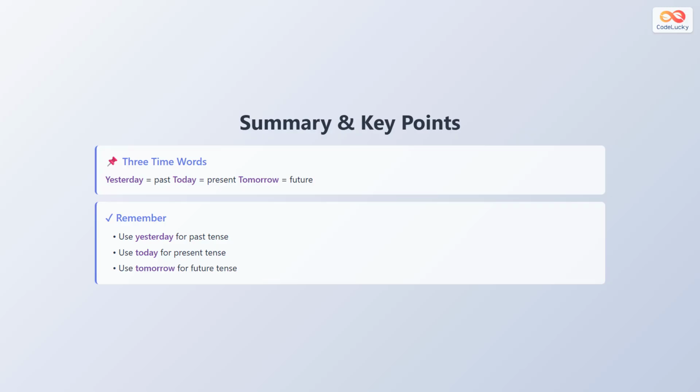Let me summarize what we learned. Yesterday refers to the past, today refers to the present, and tomorrow refers to the future. Always use past tense with yesterday. Always use present tense with today. Always use future tense with tomorrow. Practice using these 3 words in your daily English speaking. They are very useful and you will use them all the time.